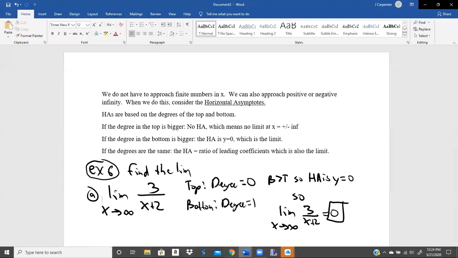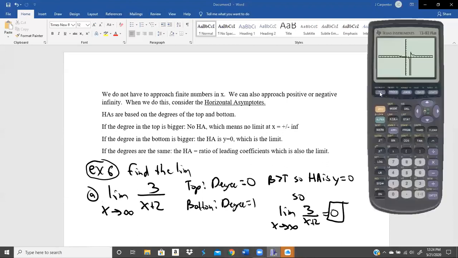And if you don't trust that, let's pull up the graph. 3 divided by parentheses x plus 2. This thing flattens out really, really quickly. This thing is asymptoting really, really quickly. It's getting closer and closer to 0 without ever actually hitting it.